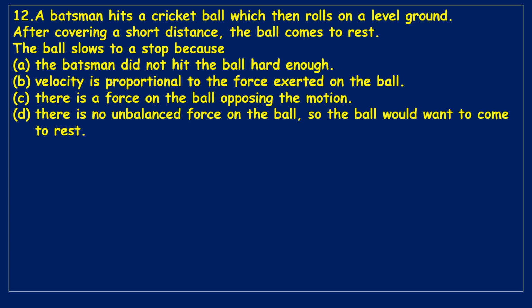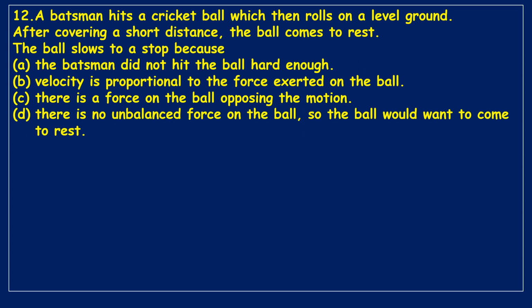The ball slows to a stop because the batsman did not hit the ball hard enough. What is the reason for that? Velocity is proportional to the force exerted on the ball, or there is a force on the ball opposing the motion, or there is no unbalanced force on the ball, so the ball would want to come to rest. What is the correct option here?